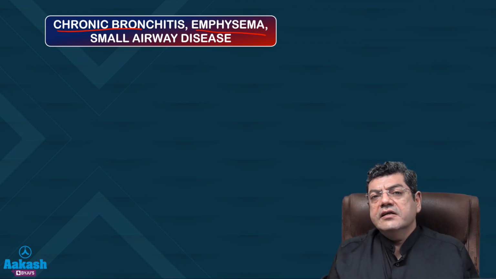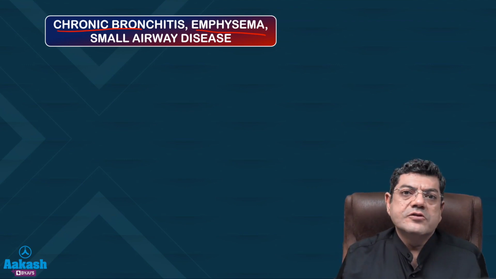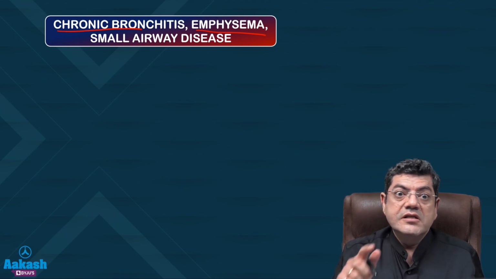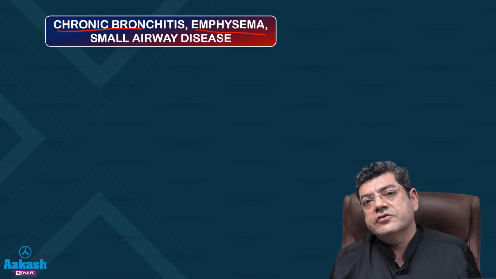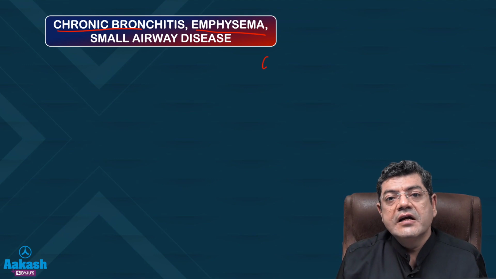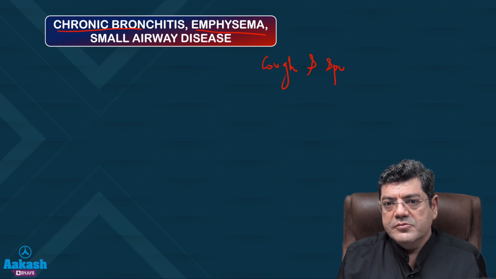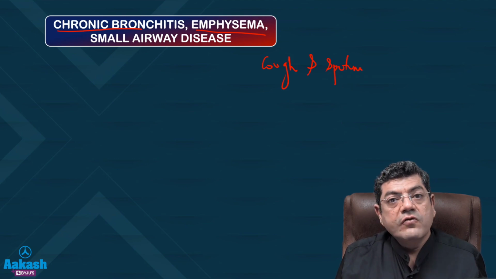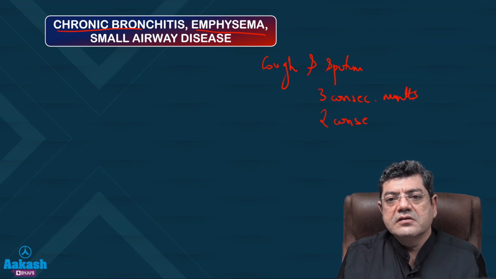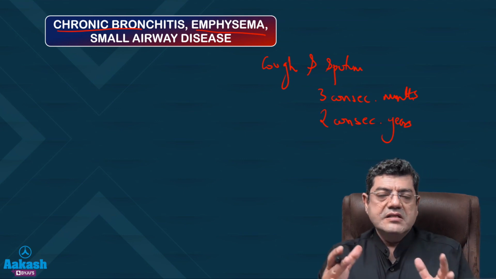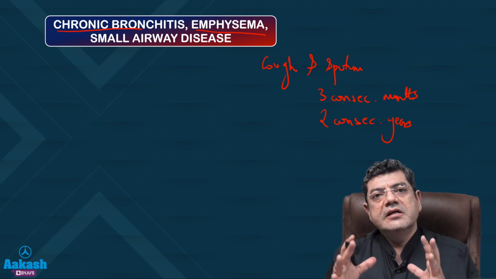Chronic bronchitis is chronic cough and sputum production. Actually, this was the old definition of COPD. The old definition of COPD was cough and sputum production for at least 3 consecutive months for 2 consecutive years. Now, this is a clinical definition and it's been done away with.